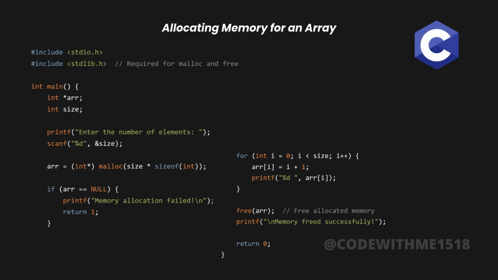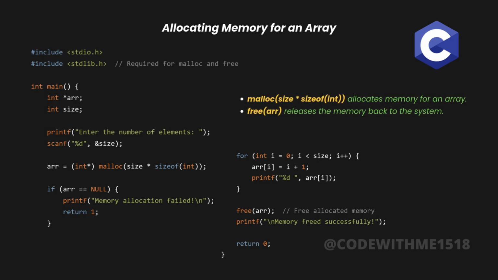for int i = 0; i < size; i++, arr[i] = i + 1. printf %d, arr[i]. free(arr); free allocated memory. printf memory freed successfully, return 0. Here, malloc(size * sizeof(int)) allocates memory for an array. free(arr) releases the memory back to the system.